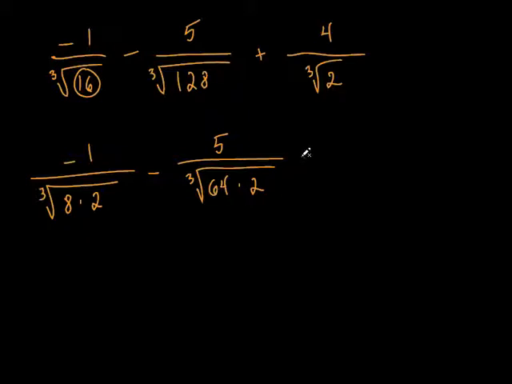All right, plus you got a 4 on the top. Can you simplify the cube root of 2? No, so you just leave it like that. We're still not even thinking about adding these fractions together. All we're thinking about doing is simplifying those denominators.